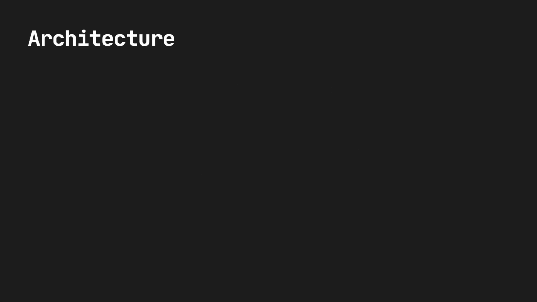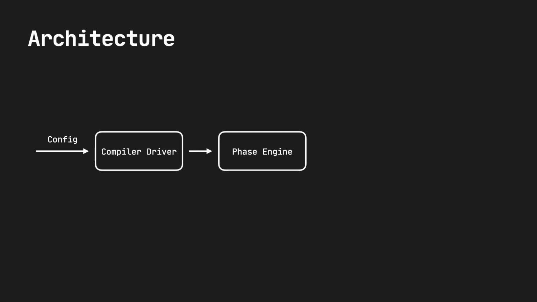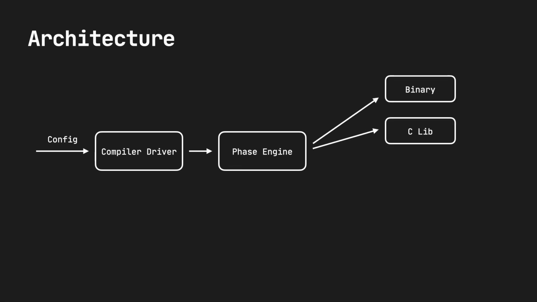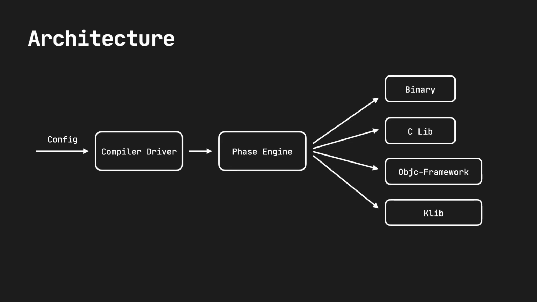So let's start with the architecture. The first thing that happens is that you give the Kotlin native compiler configuration, whether it's through Gradle or through the CLI tool. That's fed into the heart of the Kotlin native compiler, which is the entry point, the compiler driver. And the compiler driver works with a phase engine. The phase engine allows you to construct either a binary or a C library or an Objective-C framework, or it could produce a klib.